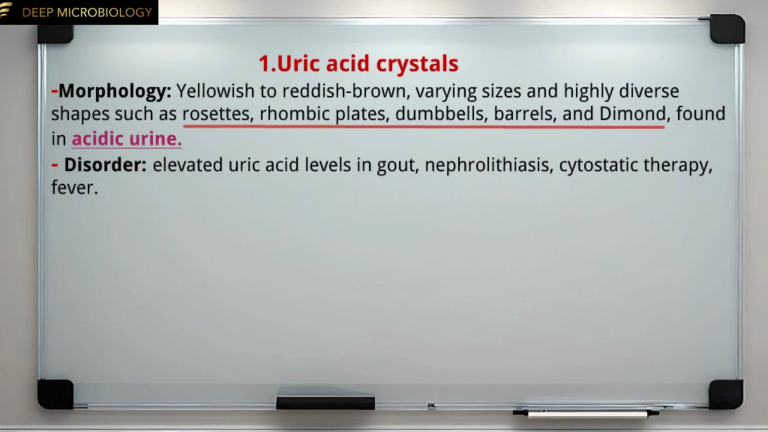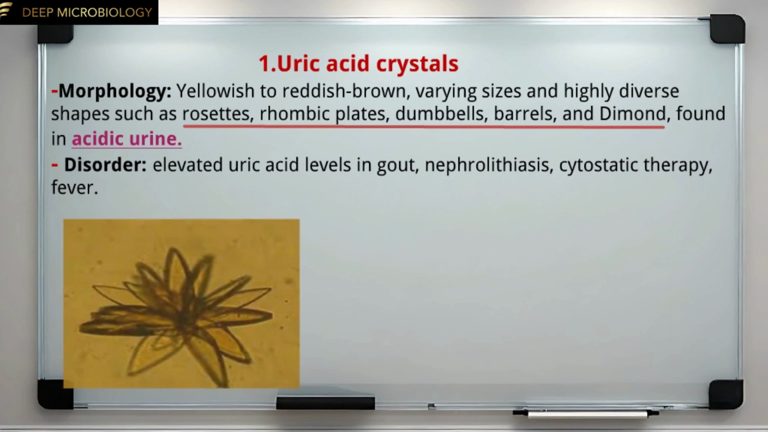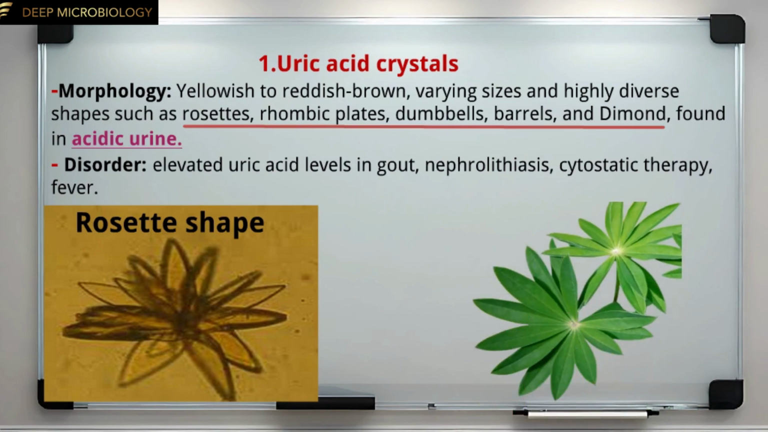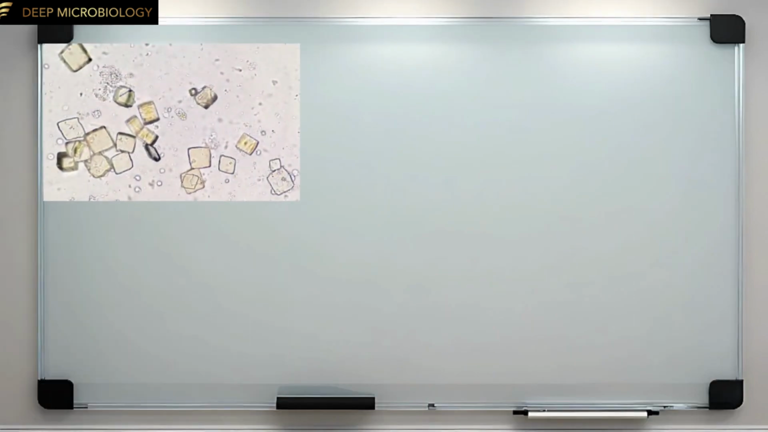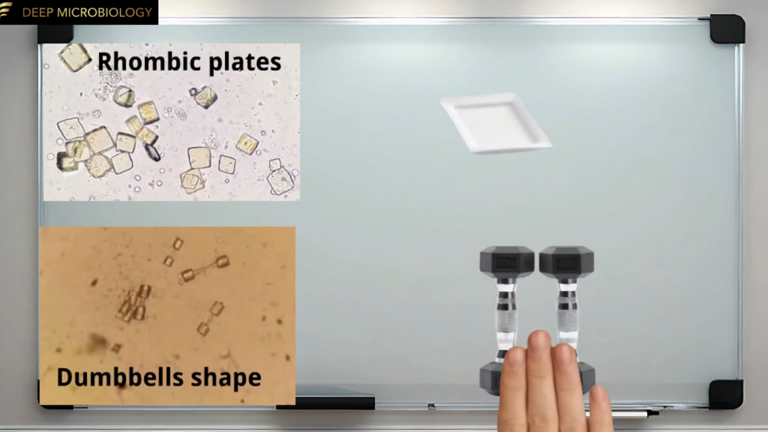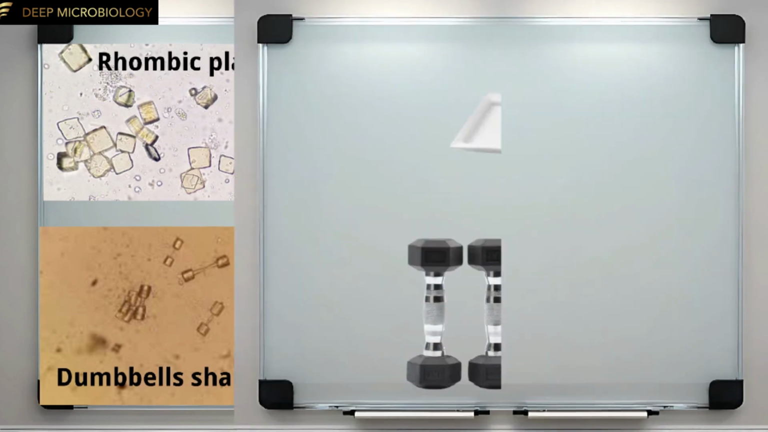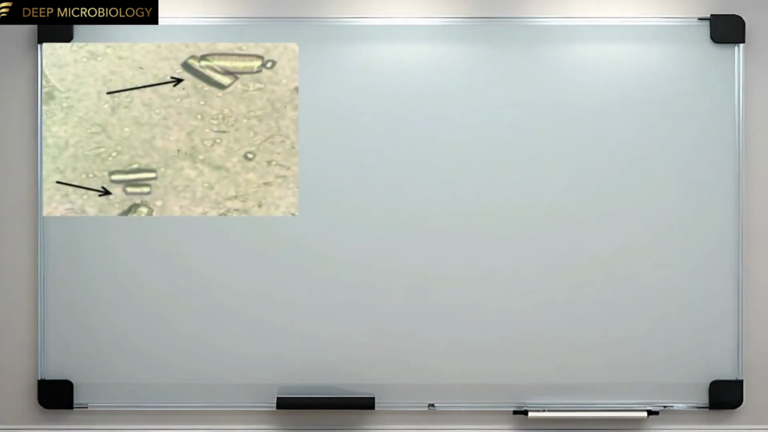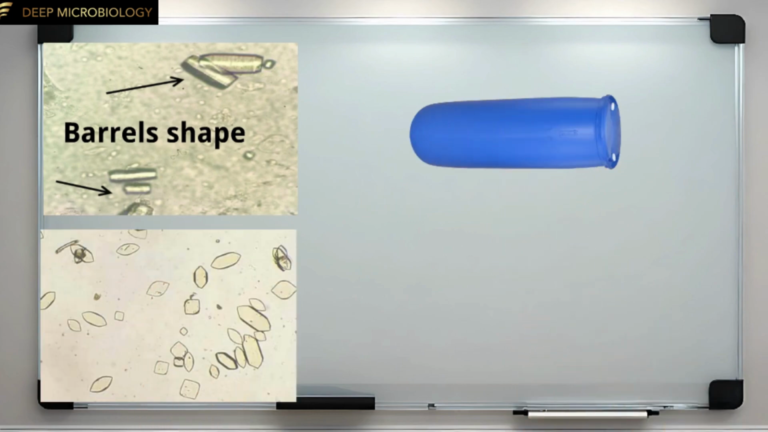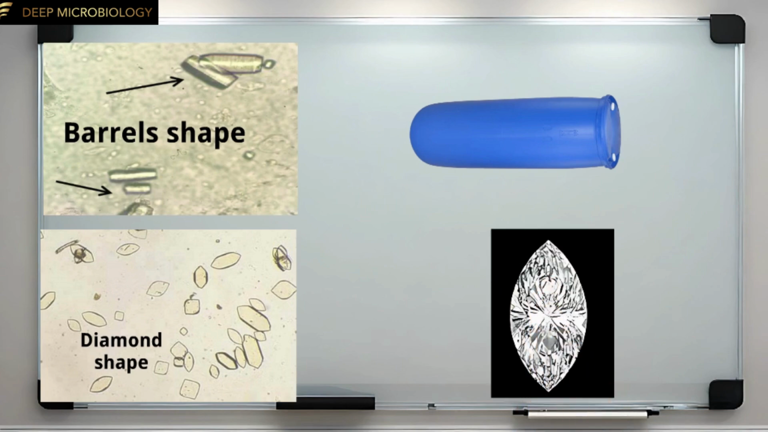We can remember these shapes by comparing them to natural objects. For example, rosette shape looks like a flower or a rose. Rhombic plates resemble this rhombus plate, and dumbbell shape look like a small set of weights used for exercise. Barrel shape resembles small cylindrical containers, and diamond shapes are just like the gemstone or the diamond-shaped pattern.